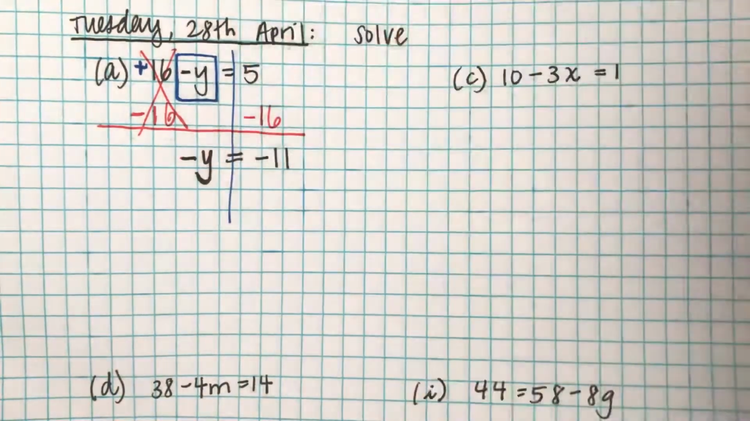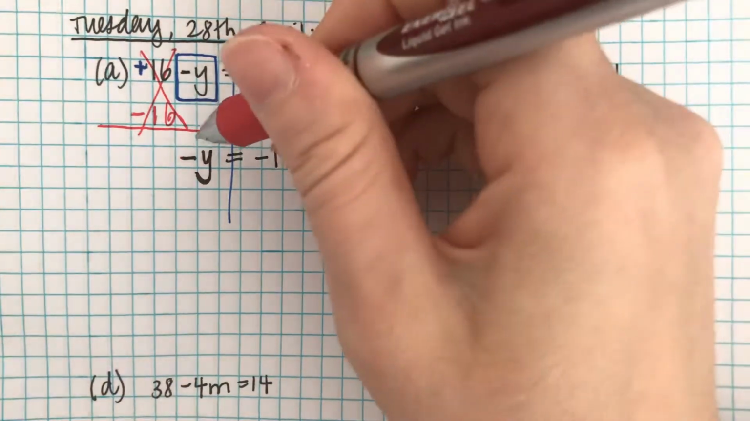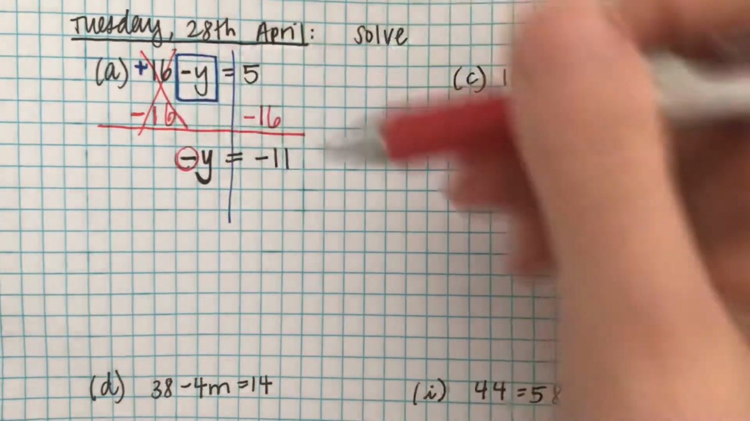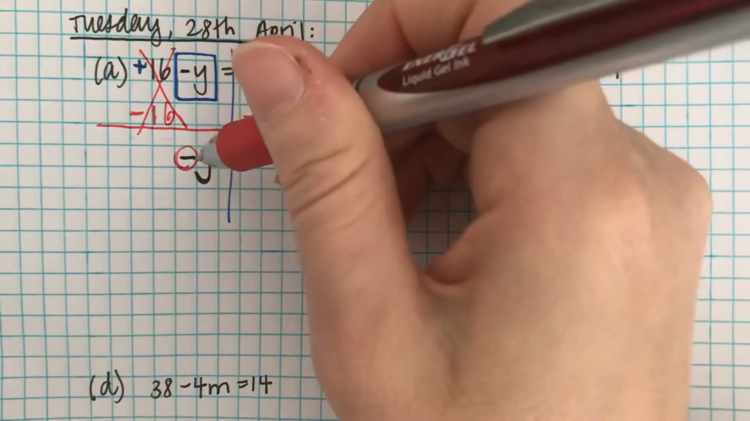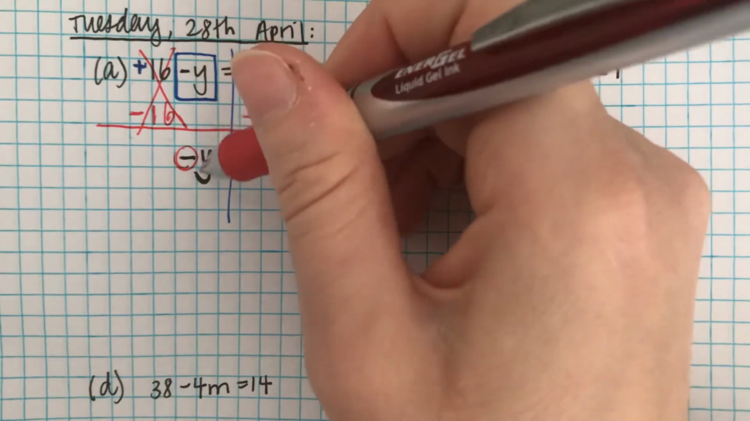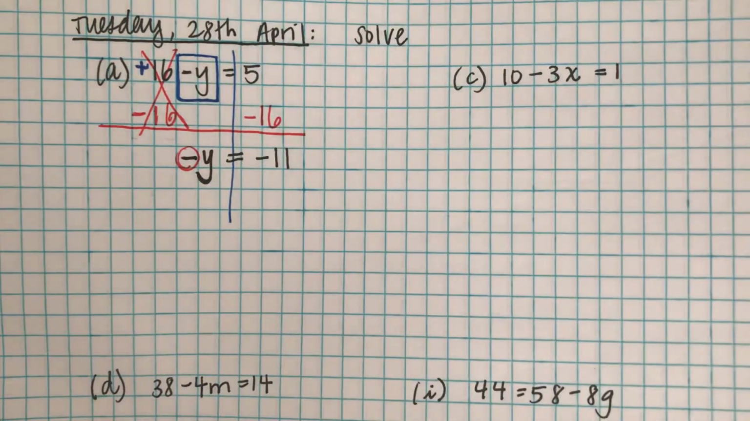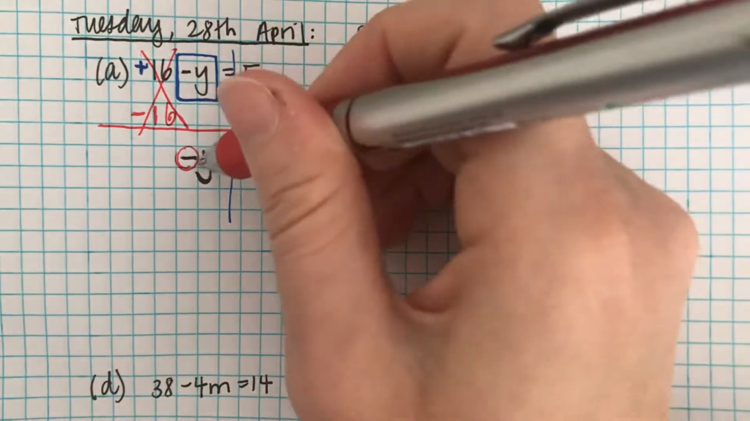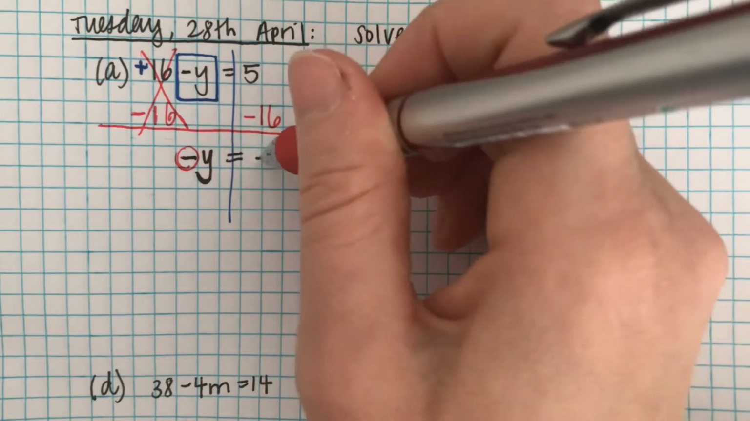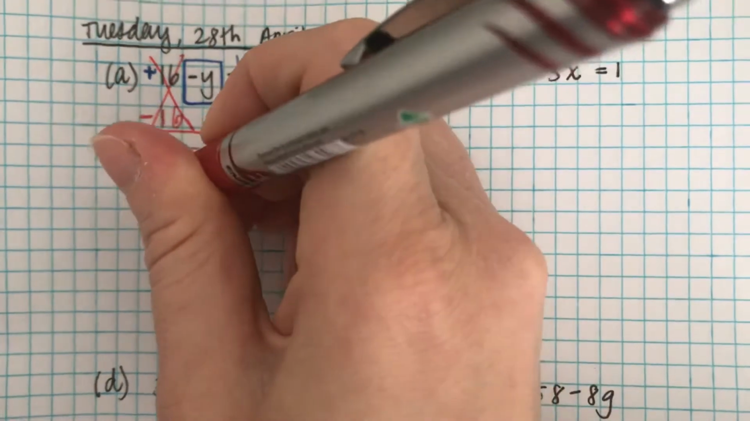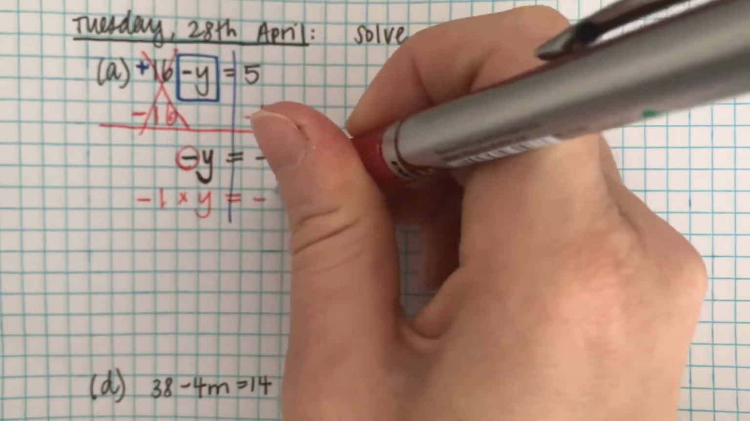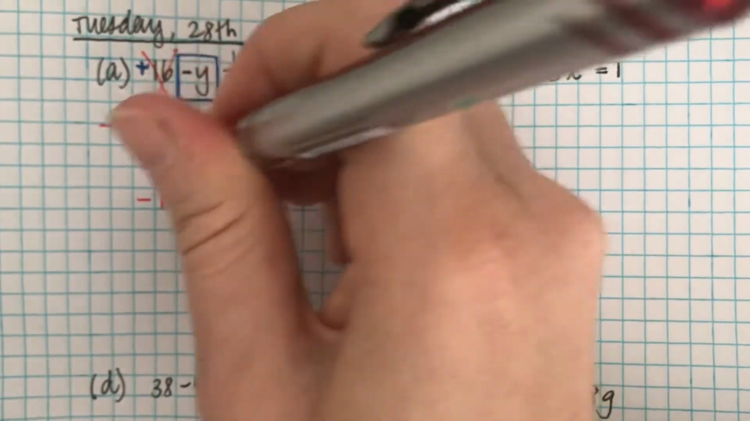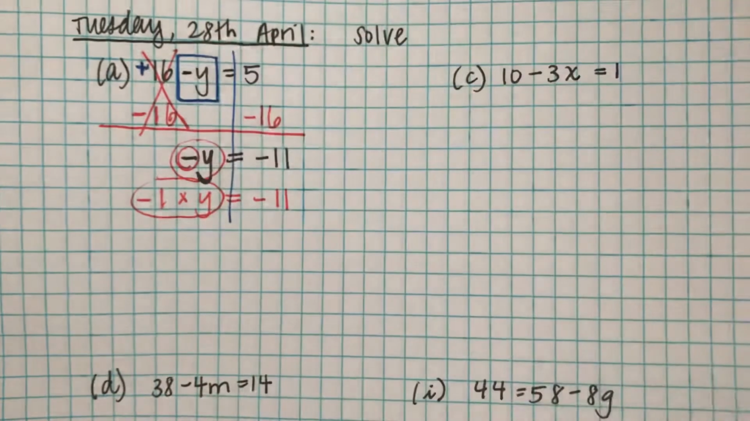Y is not completely by itself just yet, because we have that minus out in front. So what I need to do is remove that minus. It's almost just like we have a negative 1 being multiplied out in front of y, correct? So it's like minus 1 times y equals negative 11. You could even write that out if you want. Minus 1 times y equals negative 11. This has the same value as this, okay?